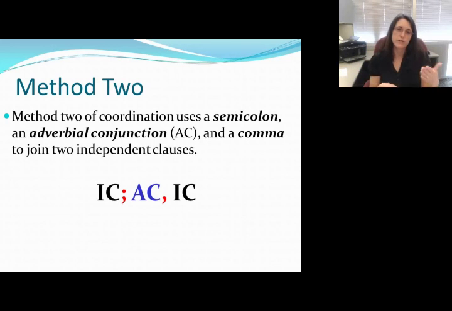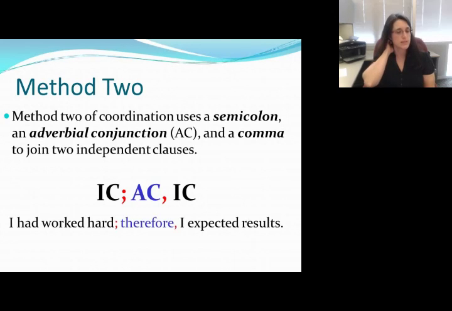But notice that after that first independent clause, we do have a semicolon, we do have our adverbial conjunction, and we do have a comma. Again, you must have both pieces of punctuation. You must have a correct conjunction in the middle, and that punctuation must be placed properly. Now I'm going to use the same example. I'm just going to show you how we would use the different conjunction and punctuation to modify this example. So notice that the example is, I had worked hard, semicolon, therefore, comma, I expected results.